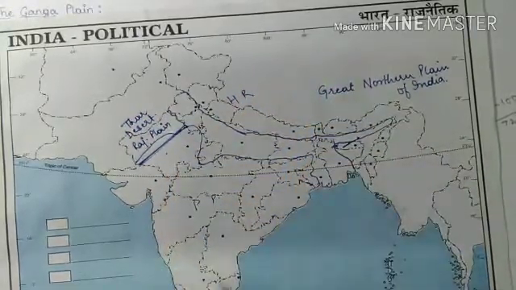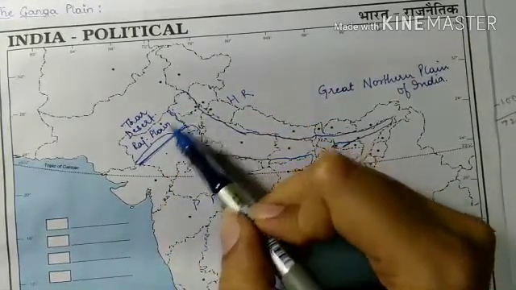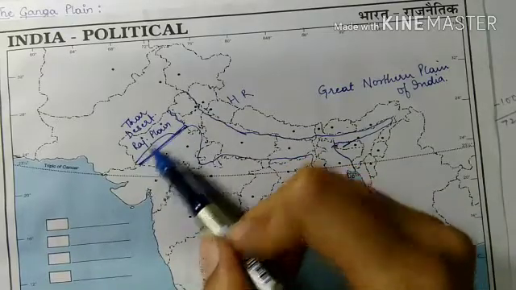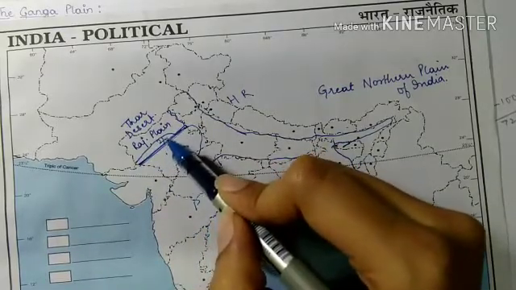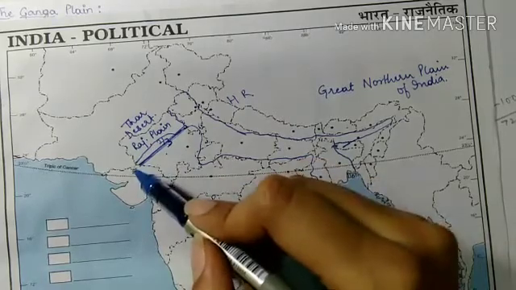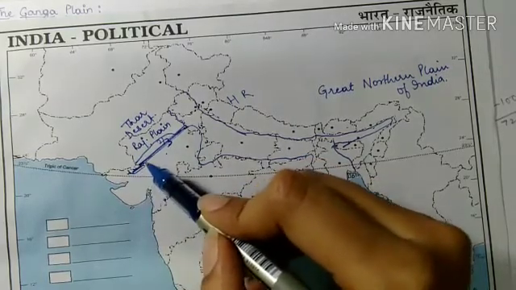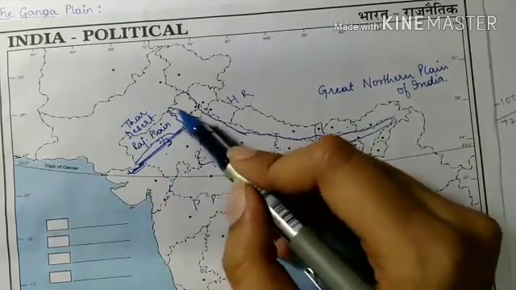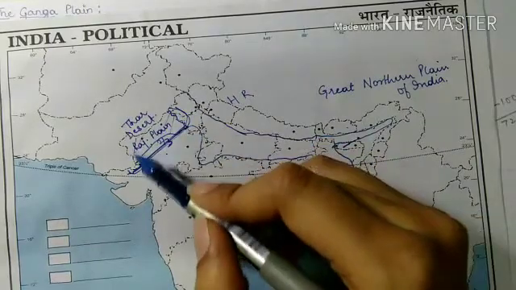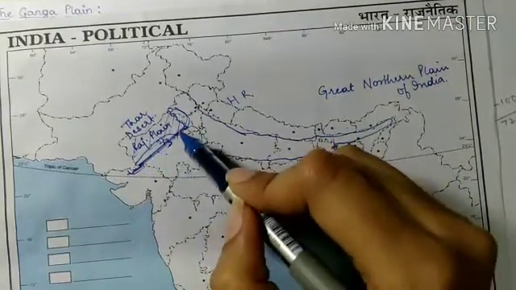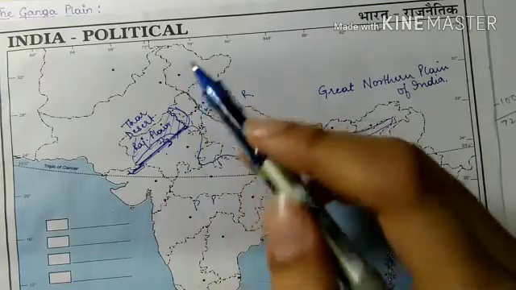It consists of some part of Punjab, Haryana, and most of it, like two-thirds of its area, is in Rajasthan, and we have some parts of Gujarat in it. So this is our Rajasthan plain. Next we have Punjab Haryana plain.